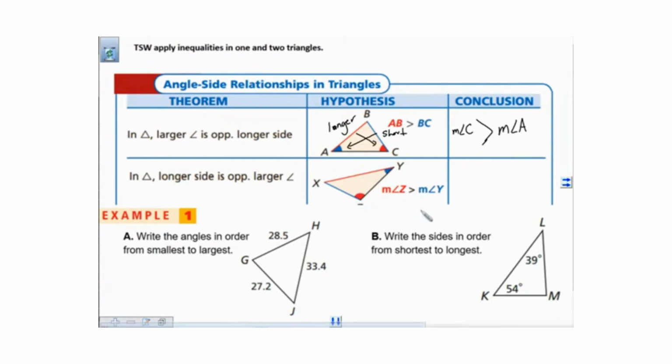We know the converse of that is true as well. So if angle Z, which is this angle down here, is our larger angle compared to angle Y, that means the side across from angle Z, which is XY, is going to be greater than the side across from angle Y, which is segment XZ.